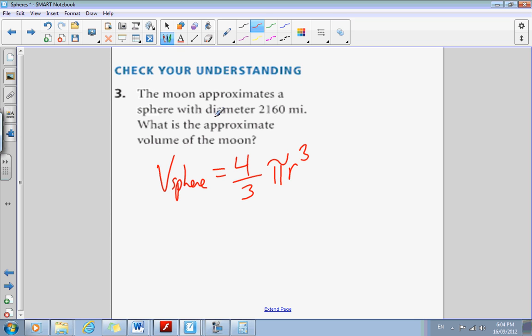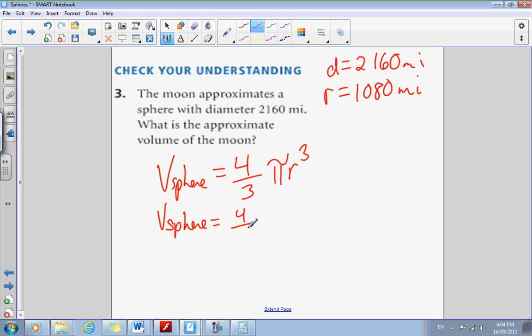So we're given the diameter here. The moon is approximately a sphere with a diameter of 2,160. We don't have diameter in the equation, but we have radius, so we divide that by 2, and you get 1,080 miles. So we're going to use that in our equation, and very simply, we're just going to insert it into the equation here.